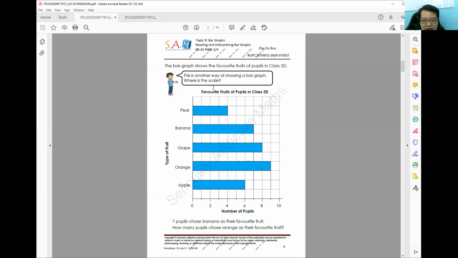Okay, so here, same thing, you have the different labels. So this is obviously about favorite fruits of pupils in class 3D. And so you have the type of fruits indicated here to show you what fruits this bar graph is describing. So you have pear, banana, grape, orange, and then you have apple as well. Now, if I were to ask you quickly, which fruit is the favorite among most students? Automatically you'll be able to see that it is the longest bar. So that'd be orange, orange.